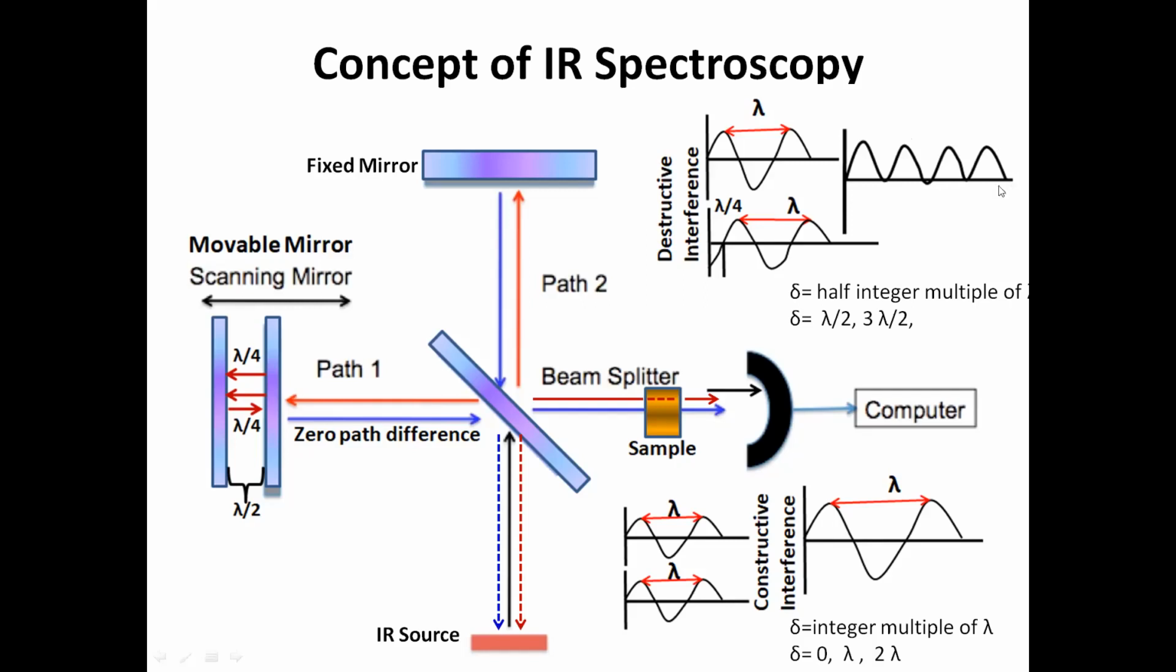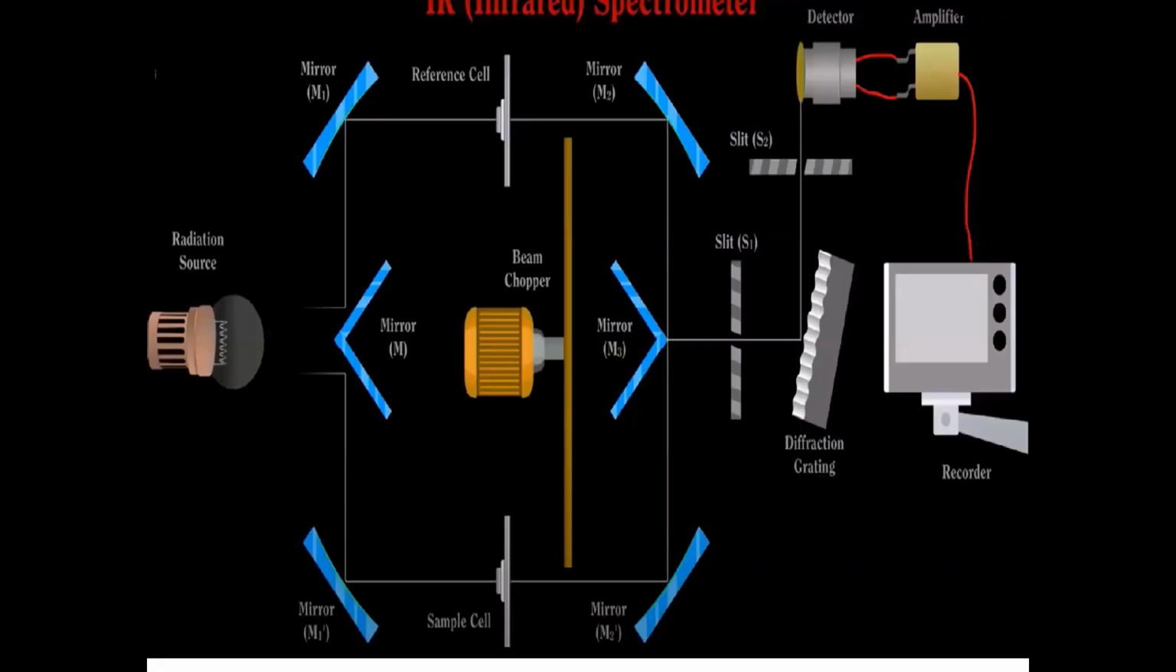Correct? So one wave will come in this form, another wave will come in this form, due to constructive interference. What will happen? This detector will get two types of waves. Now, in this picture, this is not possible to explain. Now you come to this picture. Here you will see how these two different waves come to the detector.